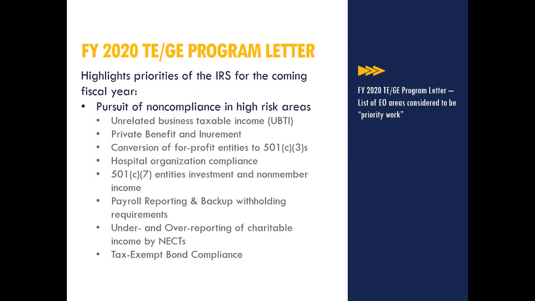Now that goes back to our organized and operated for provisions that we talked about at the beginning of our presentation today. And making sure that if you have a for-profit entity and it transfers and fills out the application to become a C3, that they're organized and operated, or that they're not going to meet those tests to become tax exempt. Other areas included hospital organization compliance, and that's an entire can of worms by itself.